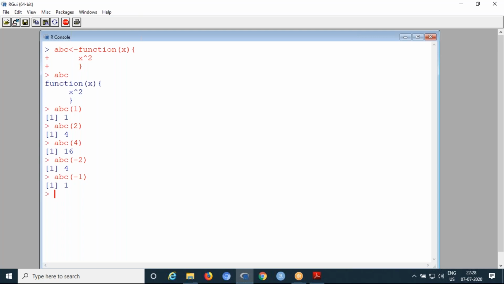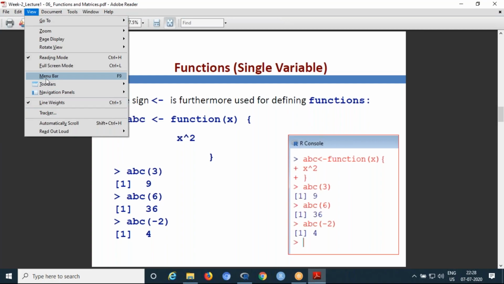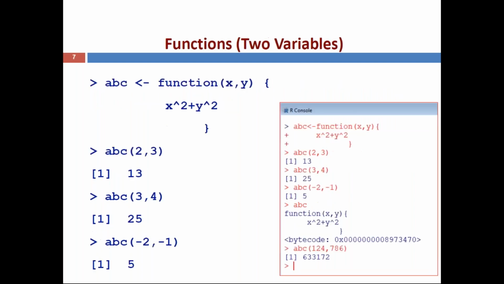Like that, any argument you can pass to x as a single variable, then it calls the function definition. Inside the function, whatever the command or expression that can be executed, then it produces the required results. So like that, we can create a function with a single variable, then you can execute.